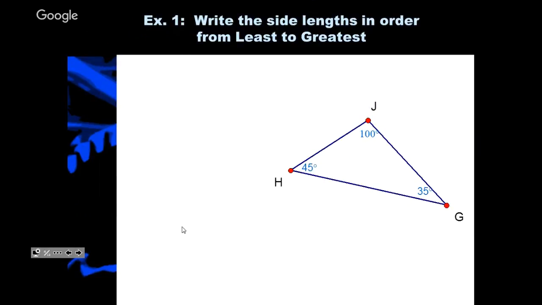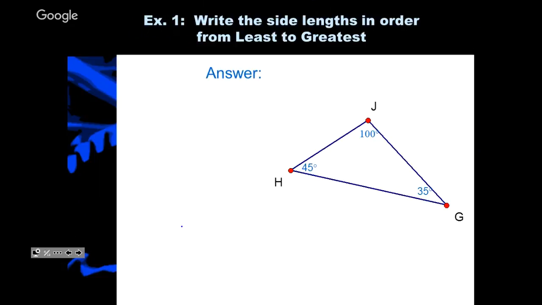All right. So I'll give you an example here. We're going to write the side lengths in order from least to greatest. So let's figure out our angles. And we see that we have angles J, H, and G. And we see that J is the largest, H is second, and G is the smallest.